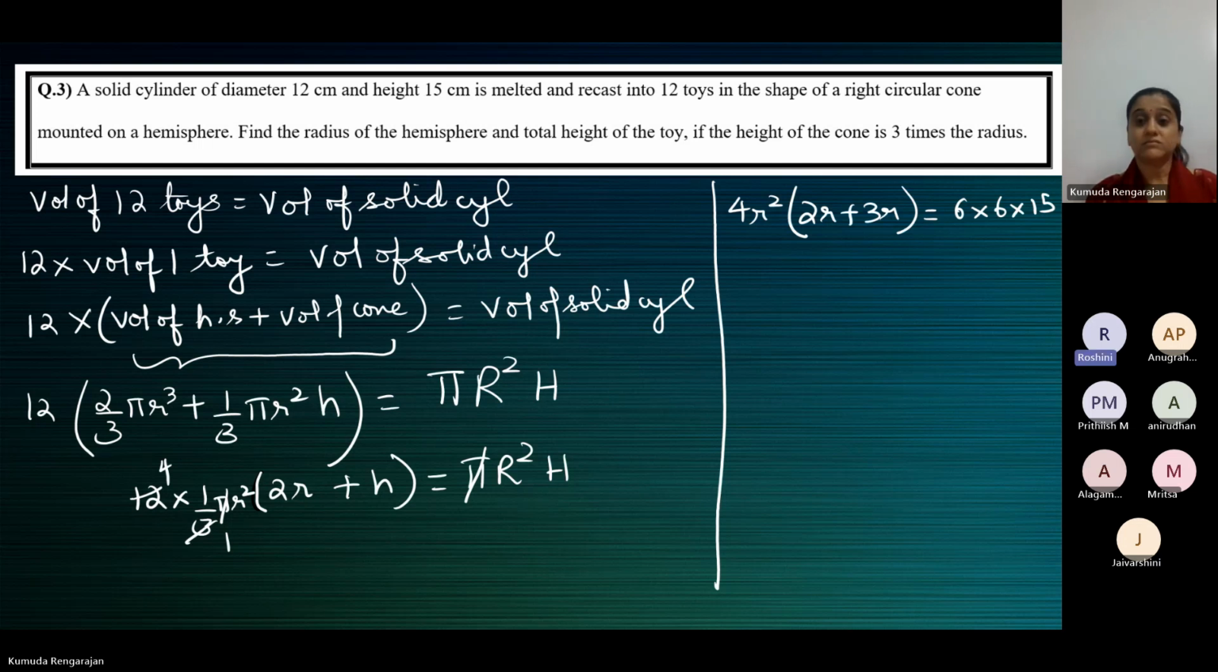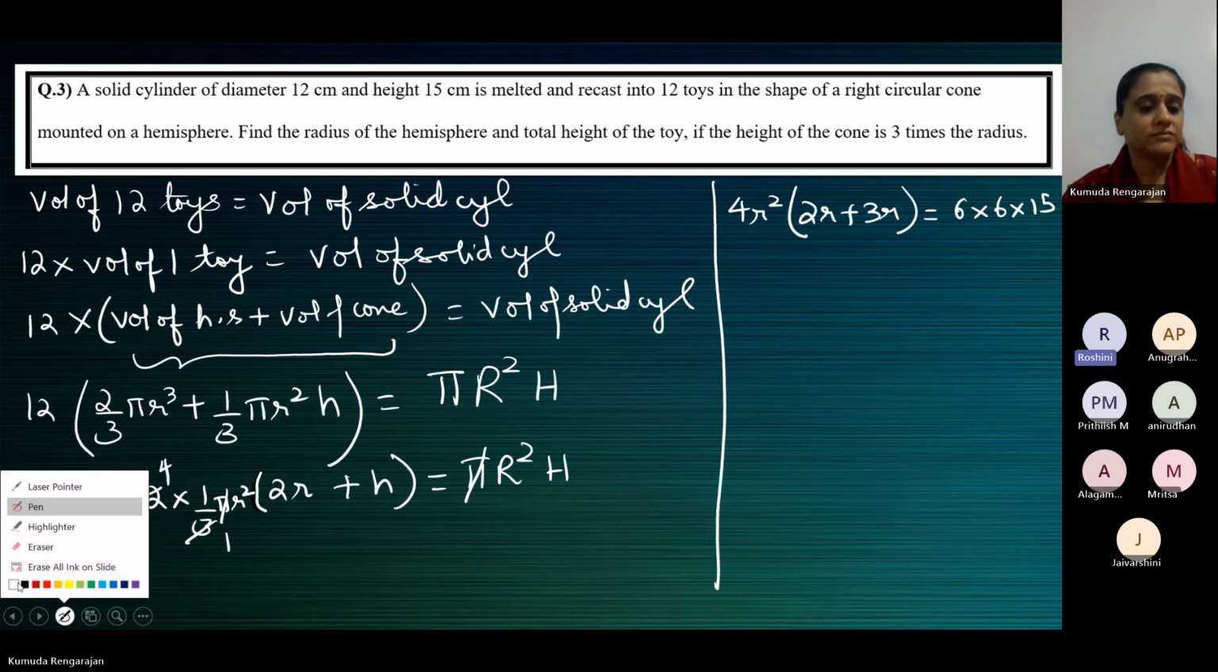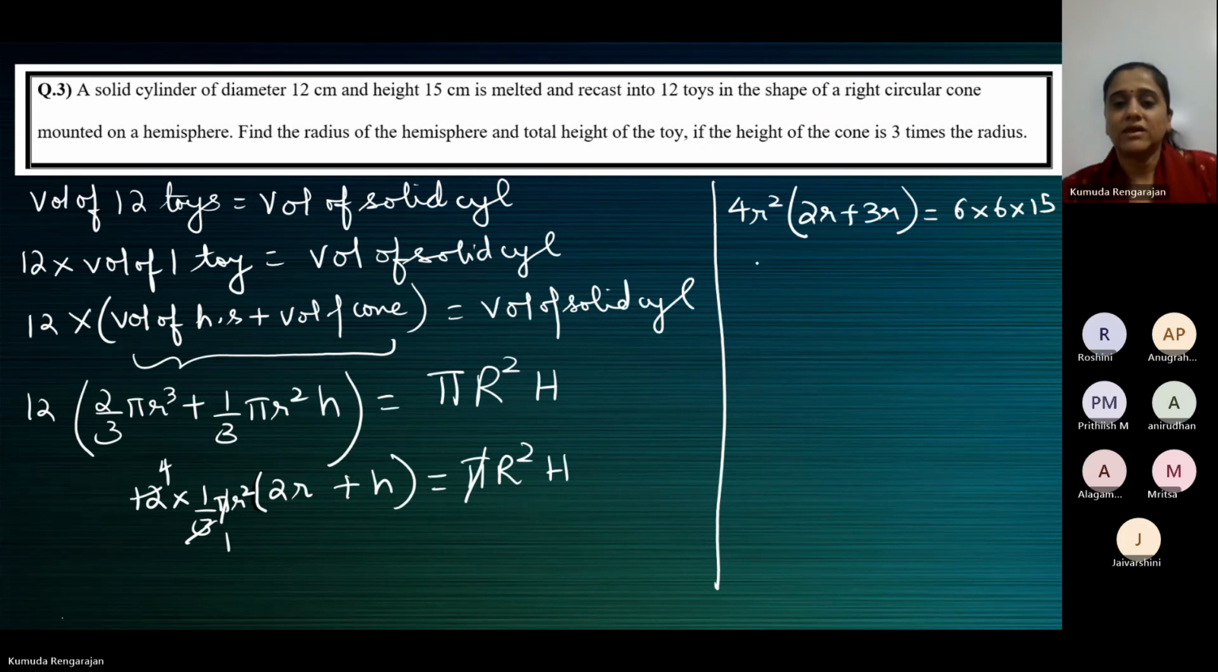Ma'am, R is equal to 3. Roshni, is it? Yes, ma'am. Okay. 4R square. Roshni, did you write the question, or you just work the answer? Ma'am, I wrote the question and I worked. Very good, very good. Okay.